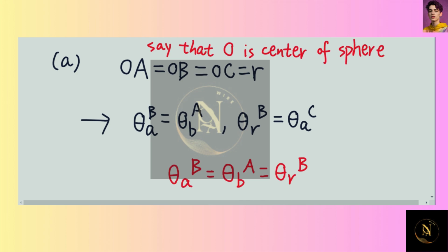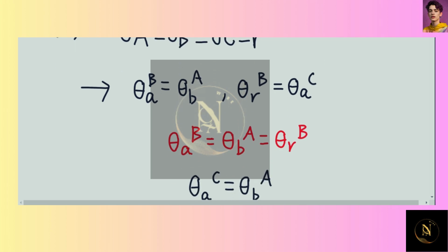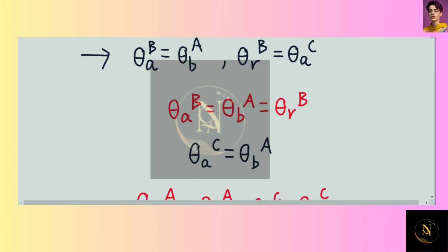Okay, so for the first question, let's say that O is the center of a sphere. So we know OA is equal to OB is equal to OC, which is equal to R. We know theta AB is equal to theta BA, and theta RB is equal to theta AC. And theta AB is equal to theta BA is equal to theta RB. So therefore, we have theta AC is equal to theta BA.